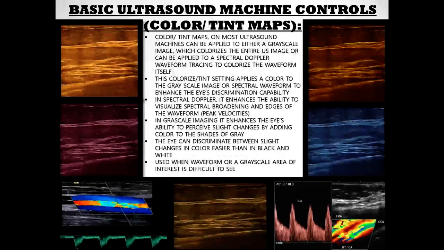We also have the ability on machines to do color or tint maps, and the color or tint maps can be applied to the overall image itself, or it can be applied to spectral Doppler waveforms. Why we use these sometimes is our eyes can really perceive slight changes better by adding color to things. If you're trying to find something very subtle or looking at a waveform pattern that's very subtle, adding color to it enhances our eyes' ability to see slight changes. The machine has the ability to change to many different colors, so you can have oranges and pinks and blues and reds. There are many options available.